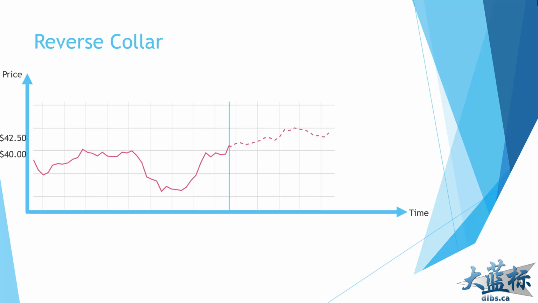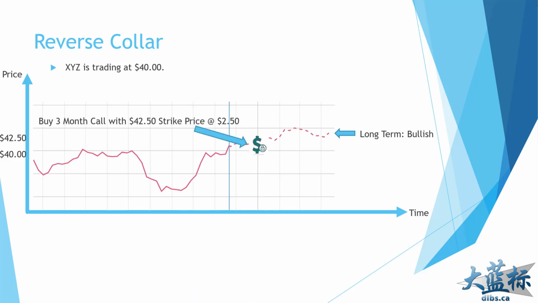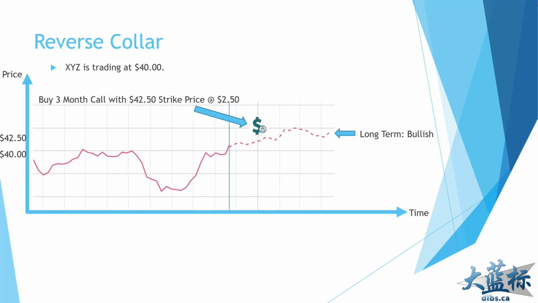There's also something called a reverse collar. And this is a scenario where, let's use XYZ again at $40, you do not own this stock actually, and you basically short the stock. You're somewhat long-term bullish, so you will buy a 3-month call option. And let's say it's $42.50 at the strike price, and it costs you $2.50. Then you will sell a put option. So this is a naked put. And let's use an example of $37.50 as a strike price, and let's assume $2.50 is the income there.